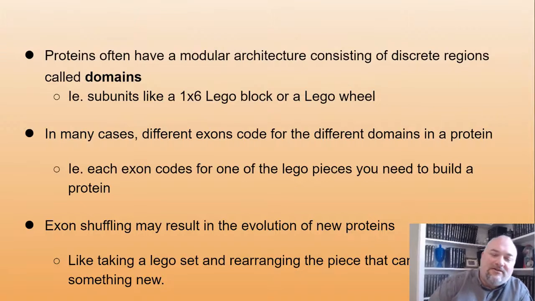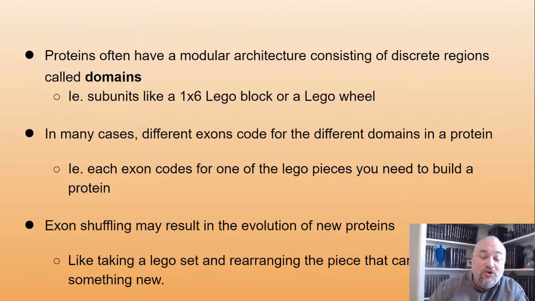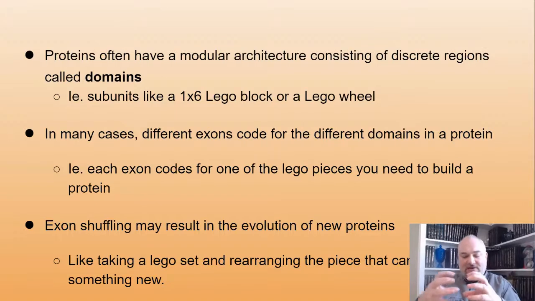Another interesting thing that's just fascinating with proteins and DNA and how we can get new combinations of things is that proteins often have a modular architecture. Modular, as in you can take this piece and this piece and put them together here, or you can take this piece with a different piece and put it together here and get different things out of it. We call those different discrete regions our domains, like Legos. You get a whole set of Legos and you've got a bunch of subunits or domains. One of them might be a 1x6 Lego block. Another one might be a Lego wheel. Another one might be a Lego satellite dish or something. Those would be the subunits.